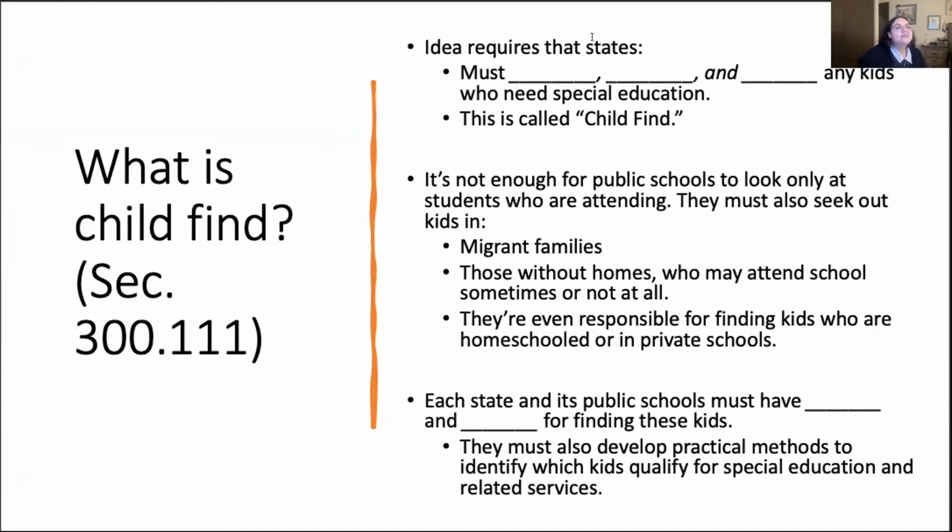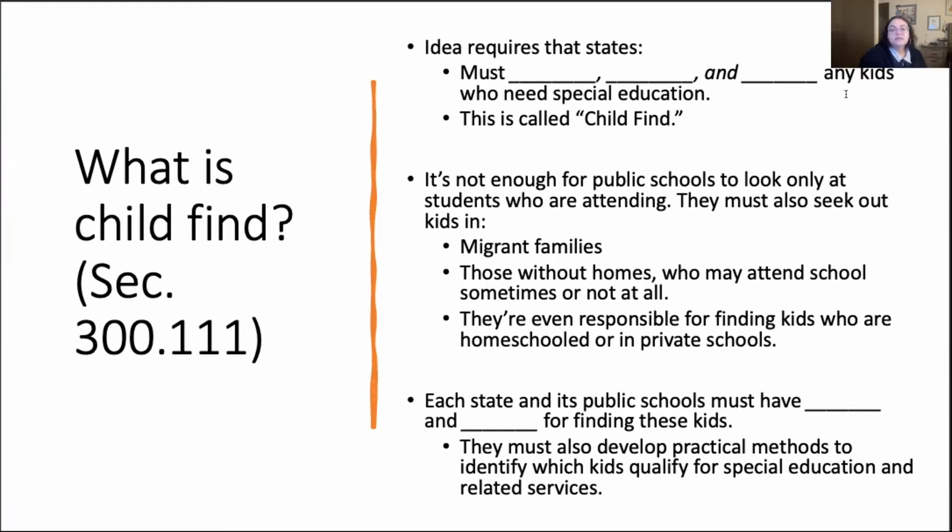So IDEA requires that states must identify, locate, and evaluate. So those are the 3 words there: identify, locate, and evaluate any kids who need special education. Any kids. This is the state's responsibility. They also put it onto the public schools. And this whole process of finding students who qualify or who need special education is called child find.